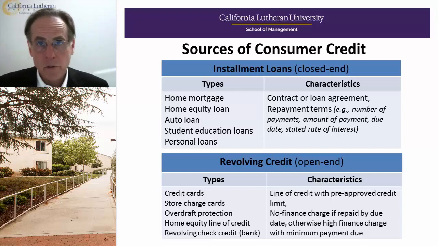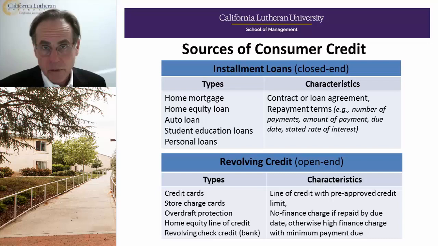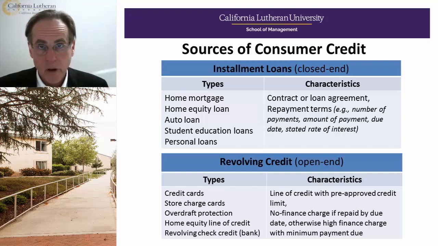Revolving credit, also known as open-end, in other words, it's there when you need it as long as the account is in good standing, includes items like credit cards, store charge cards, overdraft protection, home equity lines of credit, revolving check credit at a bank. You need to be careful with this, obviously, because these costs are typically a lot higher. But again, they might be a strategy that's needed in a pinch.